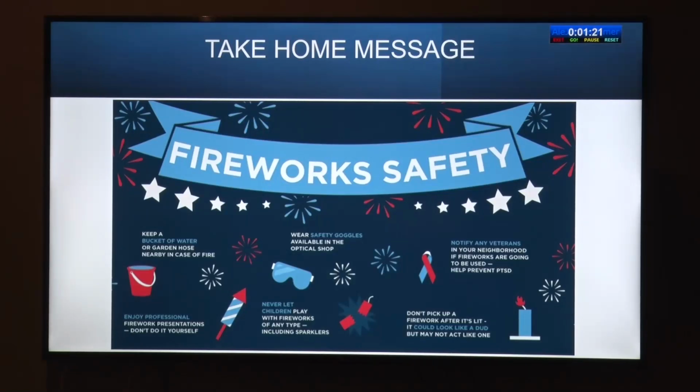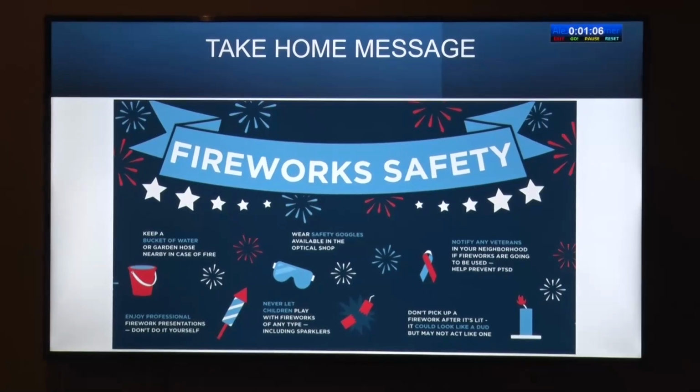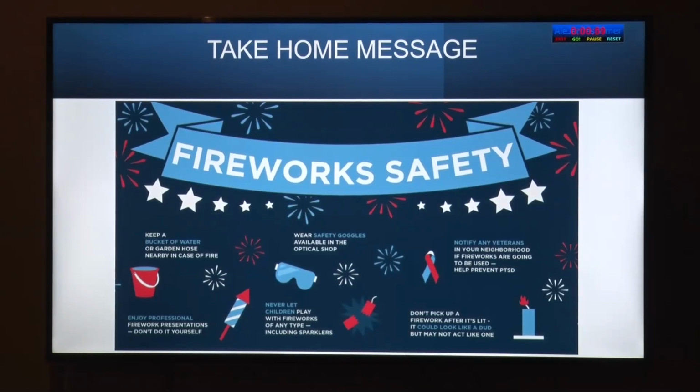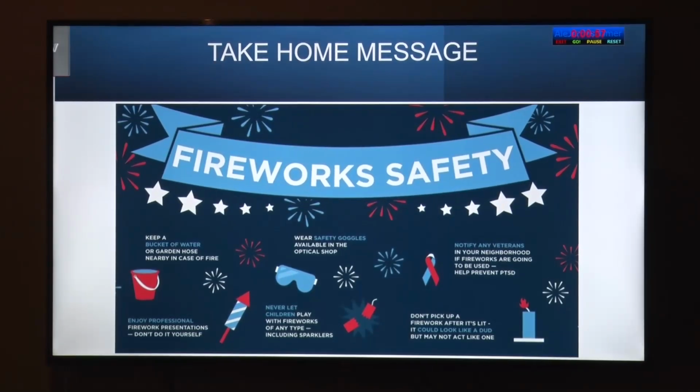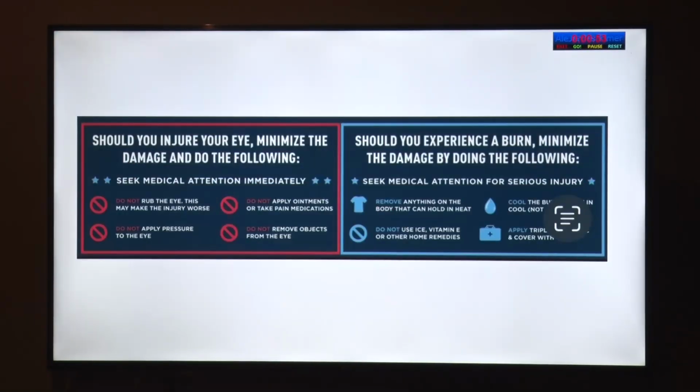This is the take-home message for fireworks safety. We can keep a bucket of water or garden hose nearby in case of fire. Wear safety goggles available in the optical shop. Never let children play with fireworks unless they are supervised by adults. Don't pick up fireworks after they have been lit. Notify any veterans in your neighborhood if fireworks are going to be used. And enjoy professional firework presentations and avoid doing them by yourself.